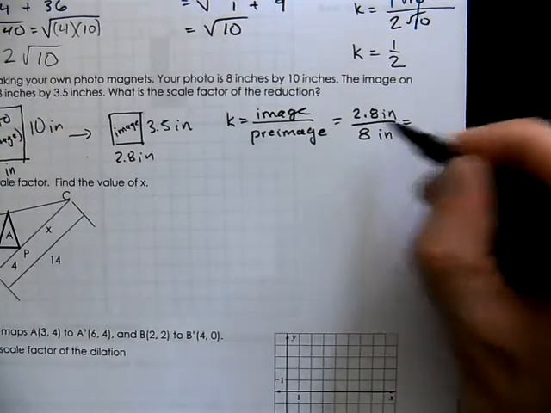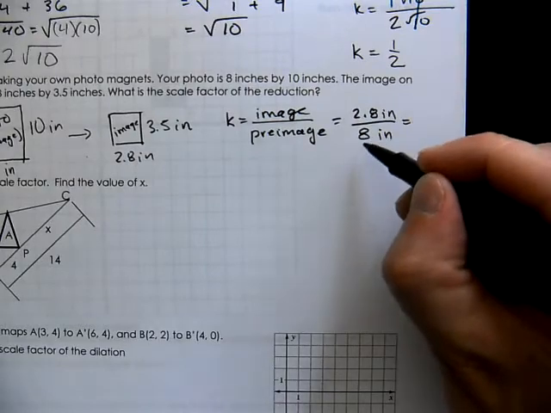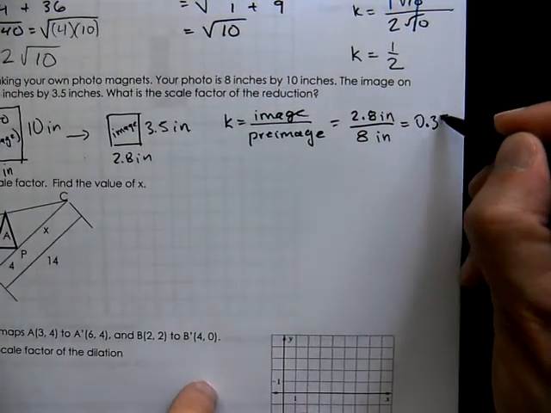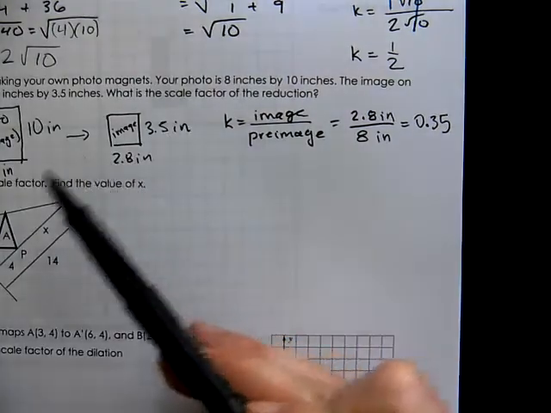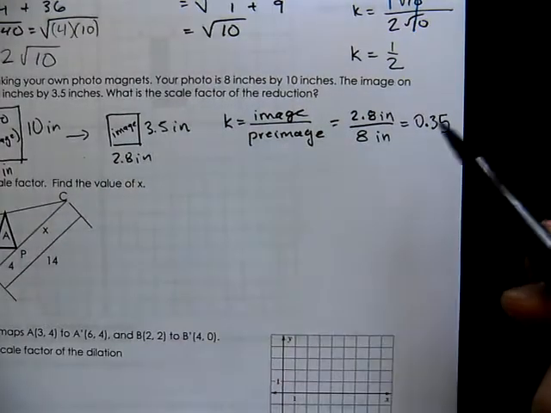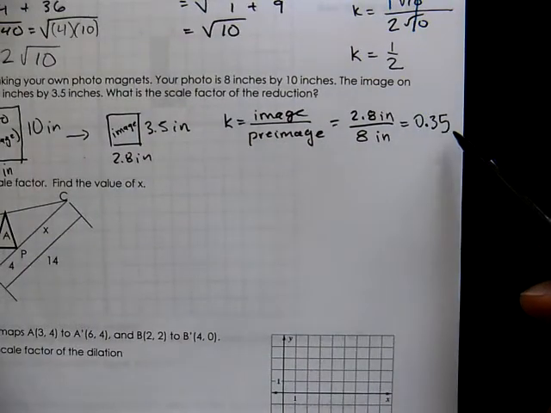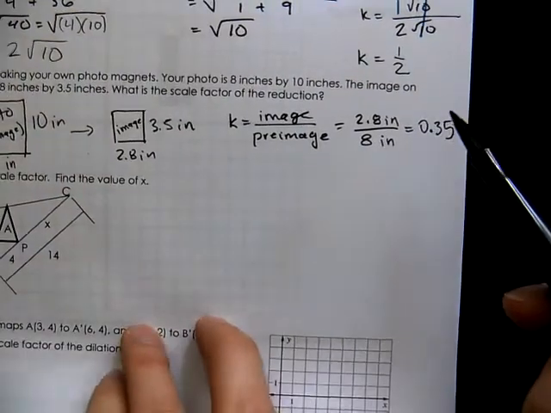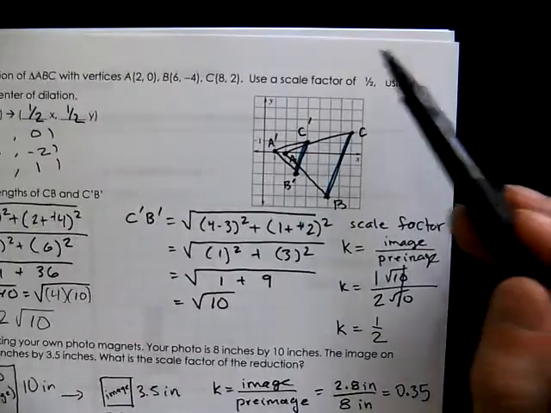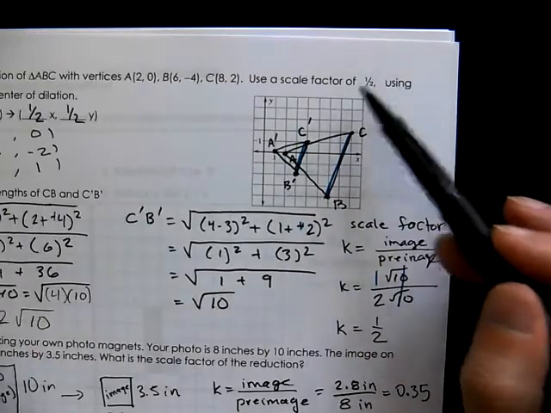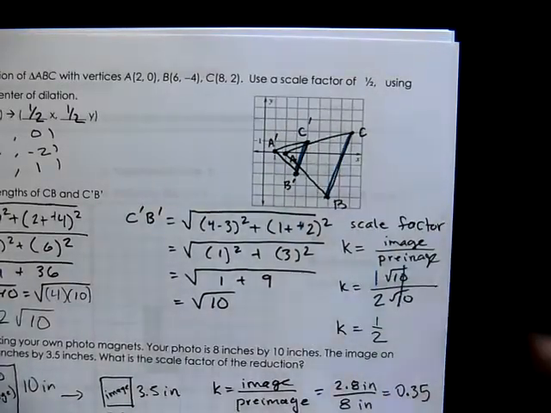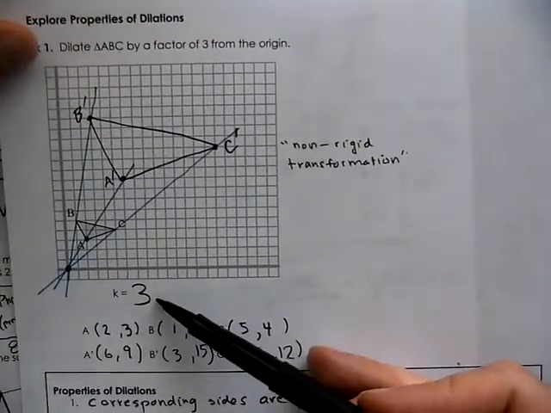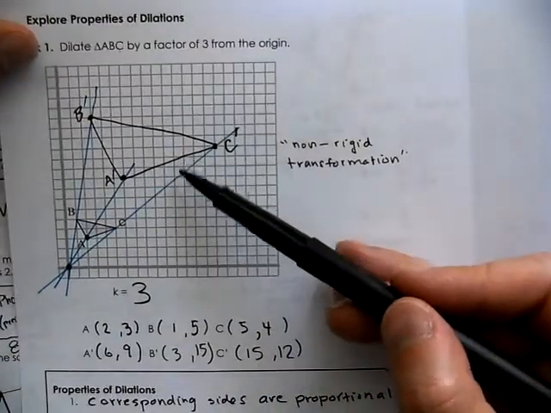So you grab your calculator and just go 2.8 divided by 8, and the number that you get is just in decimal form, and that's our scale factor. So when we shrink the photo down to the magnet size, our scale factor is 0.35. So notice it's less than 1, which means it is in fact shrinking. That's what we saw in the previous example. Our scale factor was 1/2. That's less than 1, so it was shrinking. Whereas on the first page, our scale factor was 3. Bigger than 1, so it got 3 times bigger.